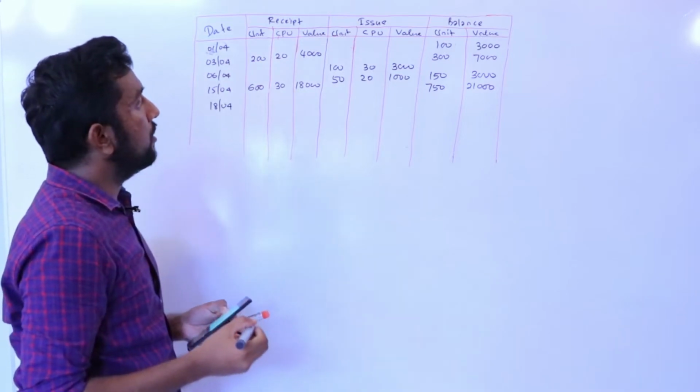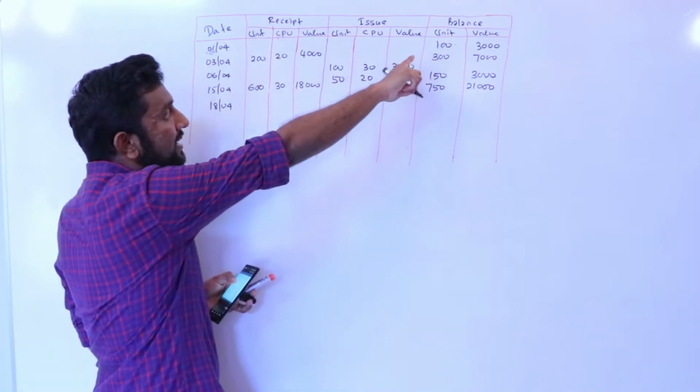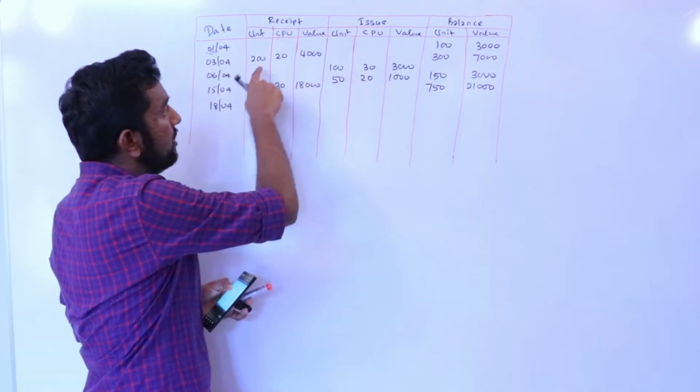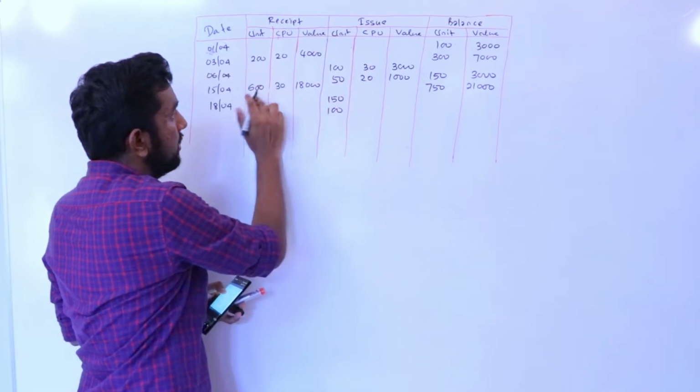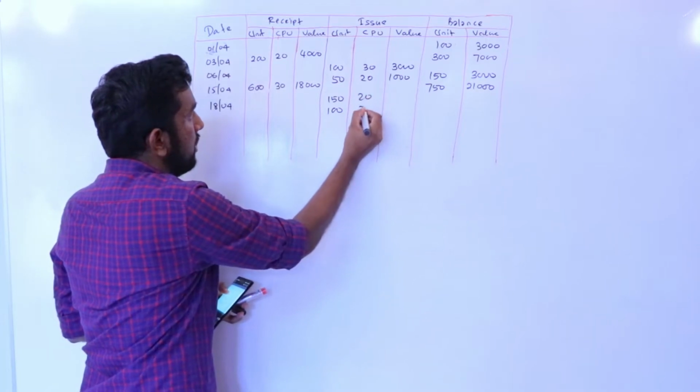So 250 I have to issue. So the opening balance is done. From here I took 50. So I have a balance of 150 from here and 100 from here. So 150 into 20, 100 into 30.